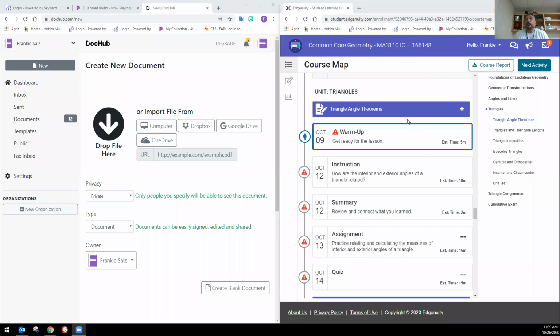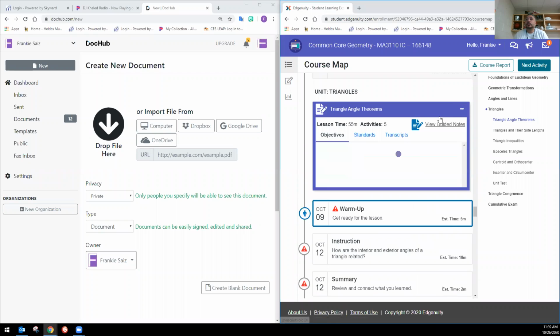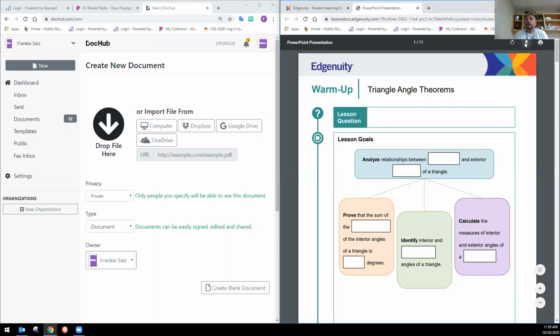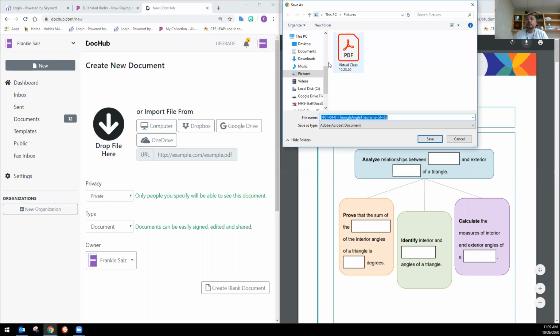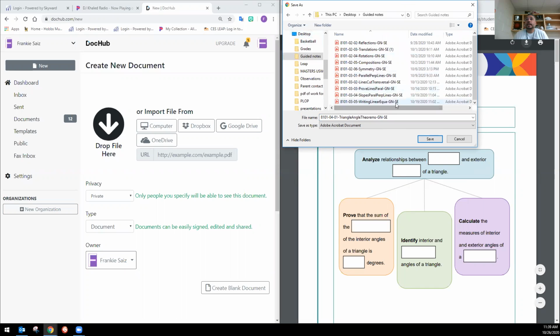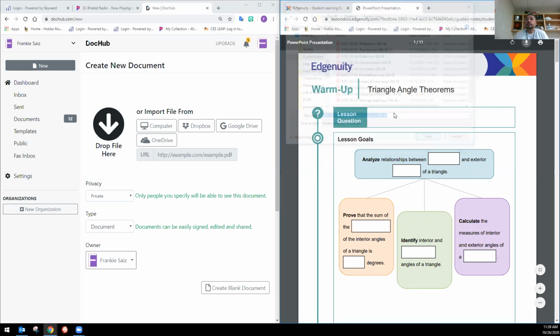Okay, so now we're on to our next unit, which starts today, which is the triangles unit. So all we're going to be working with now is triangles. As always, I'm going to do my guided notes. I'm going to pull those up and do the instruction and warm-up. So let's download the guided notes. I'm downloading those, but I always put them inside of my guided notes folder, and we're right here.